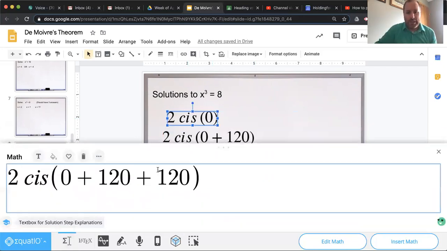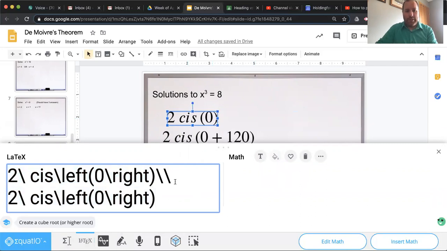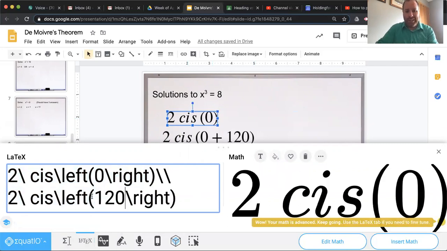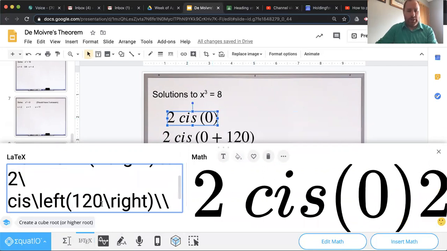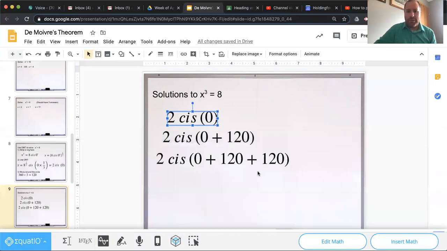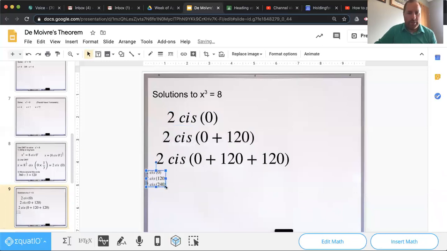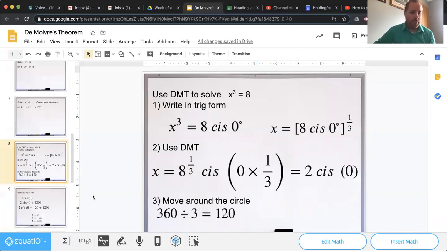So the 3 answers in there are 2 cis 0, right? Let's actually put this in here. 2 cis 0. And then the next one is going to be 2 cis 120. And then the last one is going to be 2 cis 240. Okay, so there we go. So we should have those there, or maybe I'll come back and reformat these so it looks really nice. So those are the 3 possible answers in there, right? So we're just moving around the circle by whatever portion we are of 360.